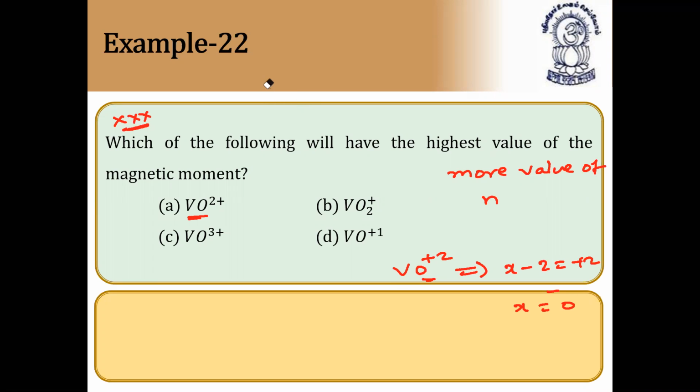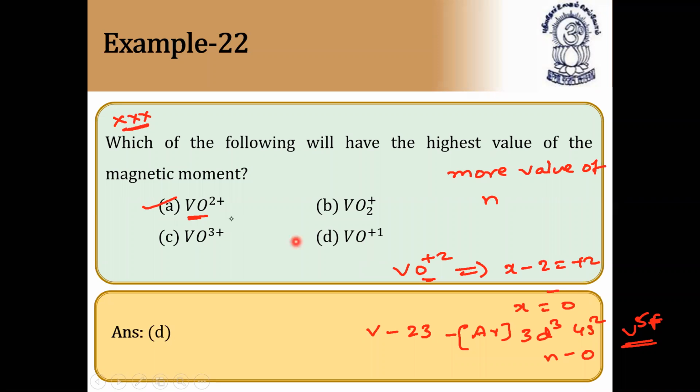When you get vanadium with 0 unpaired electrons, vanadium's atomic number is 23, so it is argon 3d3 4s2. It should be in the plus 5 state, where n is equal to 0. The oxidation state of 5 means vanadium with 0 unpaired electrons. So please note it down. Next question, so VO+, sorry, answer VO+.